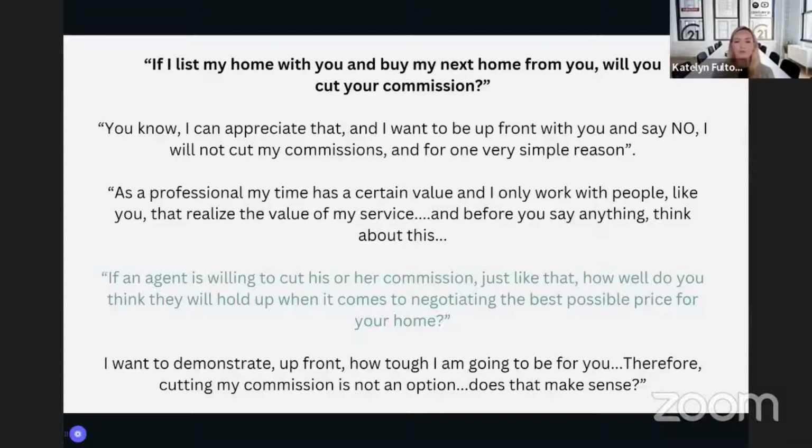I've got the script book from Mike Ferry too. Very old school stuff, but he's got some good stuff. But I like the part in green where it's if an agent's going to cut their commission that easily, how well do you think it's going to uphold when it comes to negotiating your home? Like that's a very upfront thing. So if they're talking about other commissions competing with the other agents, just say, well, if he can't even sell his own worth, how do you think he's going to uphold this $1 million property that you've given him? Irene's got one.